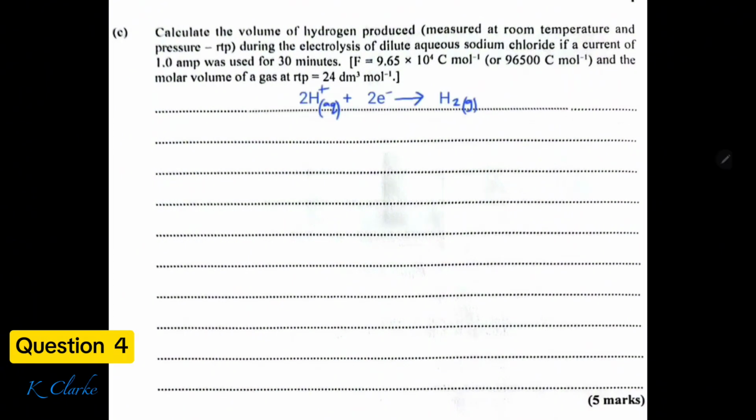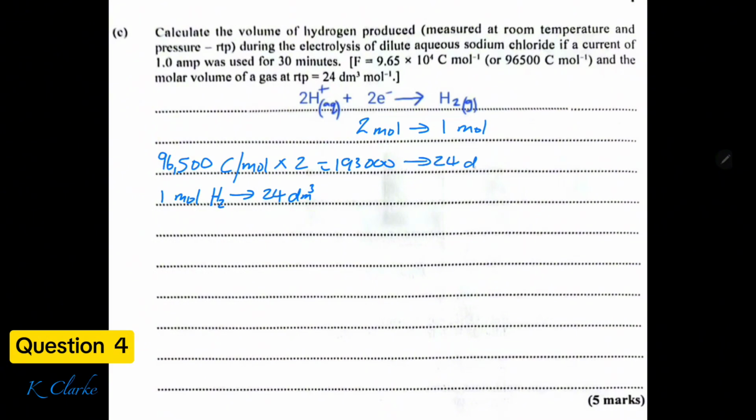Based on the half equation at the cathode, 2 moles of electrons produce 1 mole of hydrogen gas. Since there are 2 moles of electrons, we are going to multiply 96,500 coulombs per mole by 2. Since there is 1 mole of hydrogen gas, the volume remains at 24 dm³. Hence, 193,000 coulombs gives 24 dm³ of hydrogen at RTP.